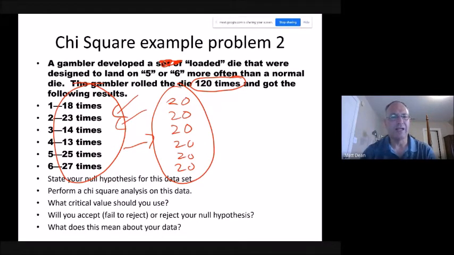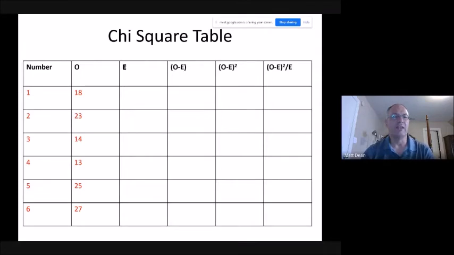Next, we're asked to perform a chi-square analysis on this data. So I'm going to go to the next slide. And here I've written in the observed data. So when we rolled the dice, we got 18 ones, 23 twos, 14 threes, 13 fours, 25 of these, and 27 of these. So to get those expected data, we will add up this first column. That adds up to be 120 total in that column. And then we know we're expecting 1/6 of each number every time we roll. So 1/6 of 120 is 20.